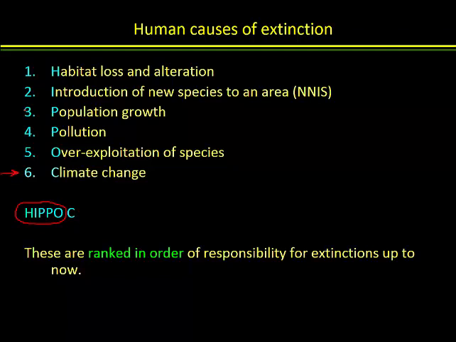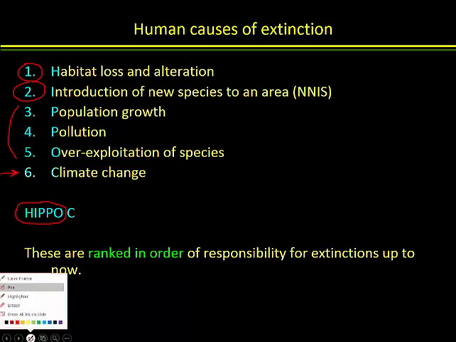I'm going to go over some slides that exemplify these 6 in the next few minutes, but make sure that you understand what these 6 are and their relative order, because they're stacked in the order of past extinctions, with habitat loss and alteration having caused the most extinctions so far, and then followed by non-native invasive species. These other ones are kind of a wash, and climate change is the new kid on the block. That will be obviously causing a lot of extinctions in the near future. We'll be talking plenty about that soon.